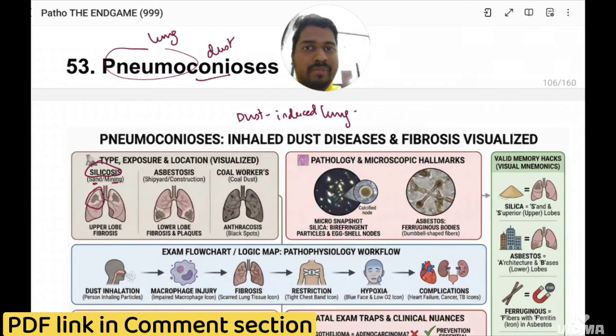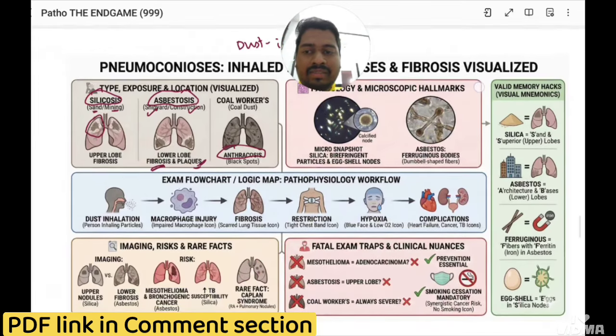Very, very important point, differentiation during exams. Second is in shipyard and construction work, where there can be asbestosis. Asbestosis occurs with lower lobe fibrosis and there will be pleural plaques. And third is in coal workers, where dust will be deposited throughout, with black spots. These are known as anthracosis. So three types of dust induced lung disease, or pneumoconiosis, are what we are worried about.